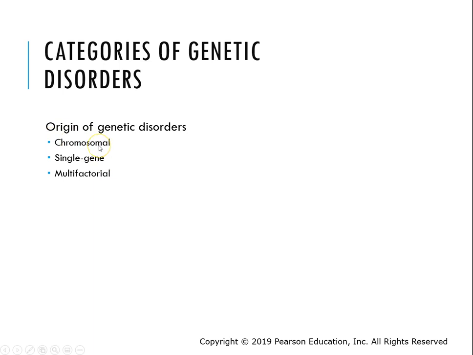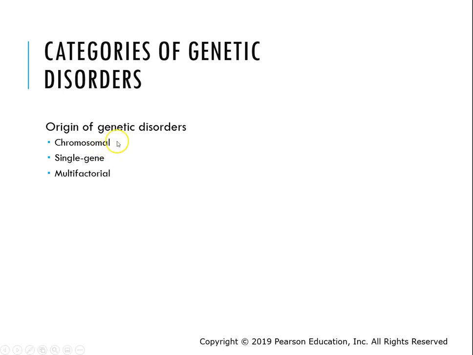But you can also have genetic disorders that are a result of chromosomal abnormalities, okay? And then a lot of diseases in general are multifactorial, right? There's some sort of genetic predisposition or genetic change, but then environmental factors come into play to actually cause that disease, okay? So that's how you can think about it in these three broad categories.